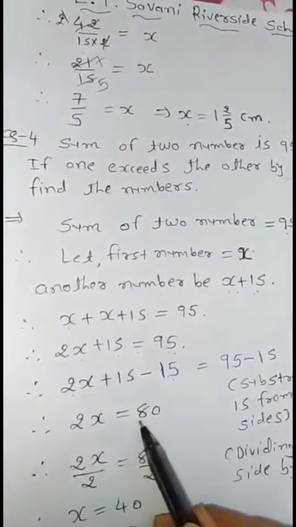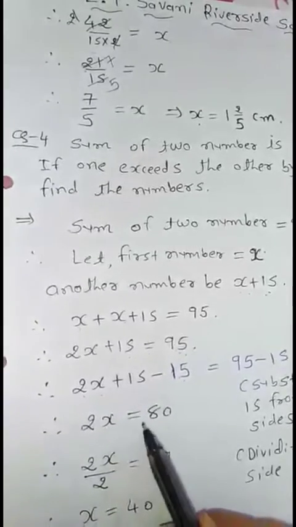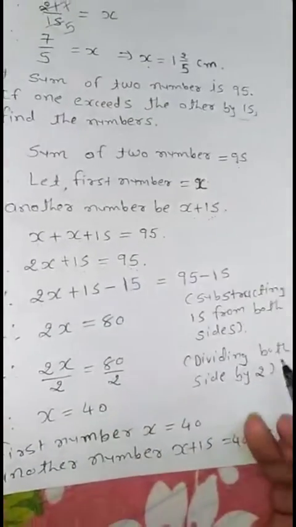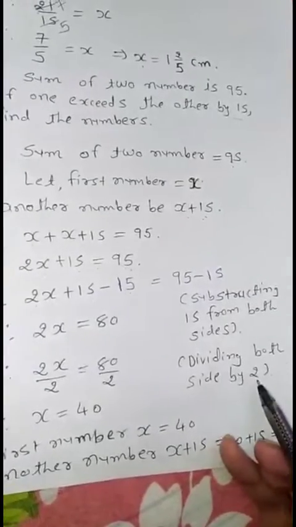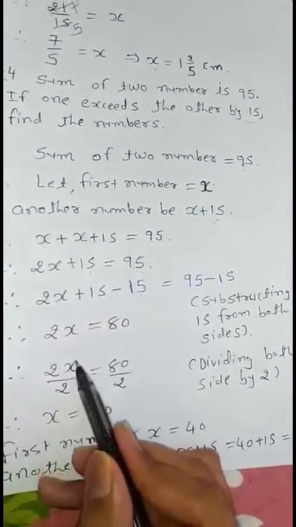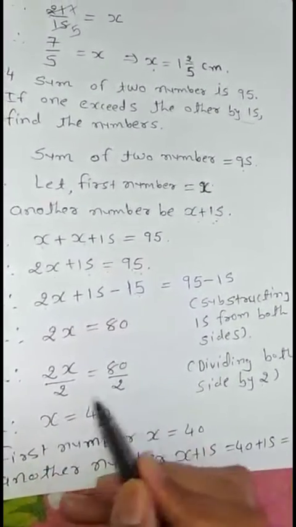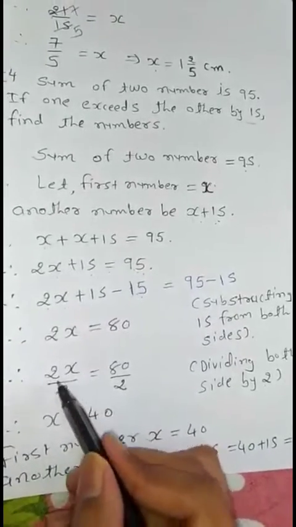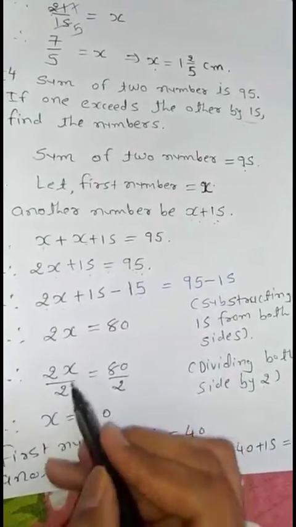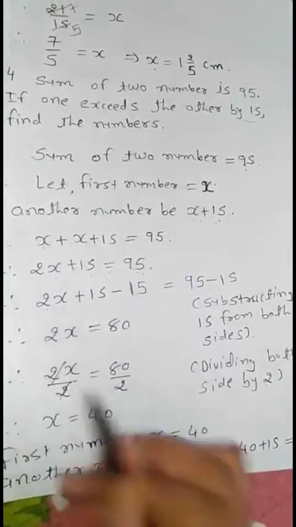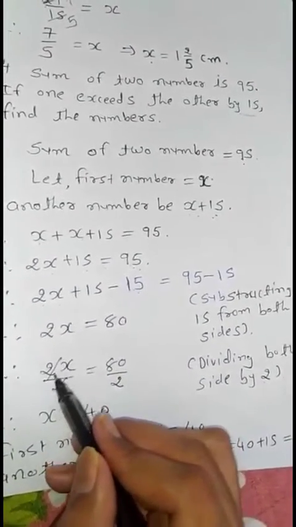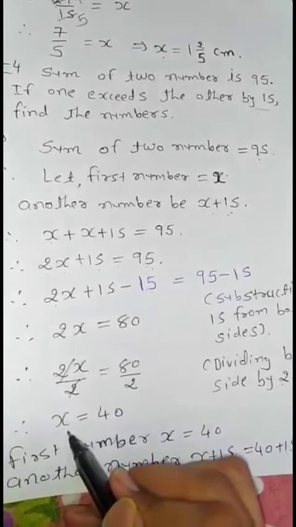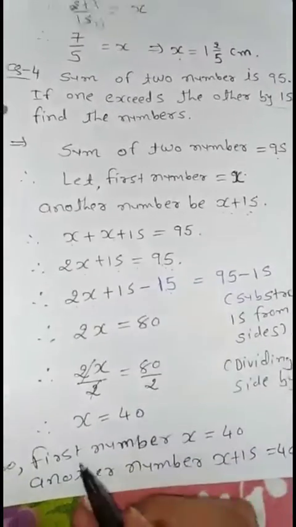So 2x is equal to 80. Then I divide both sides by 2, because I want to find x. I divide both sides by 2 to cancel. 2 ones are 2, so 1 into x is equal to x. So I can find x is equal to 40.